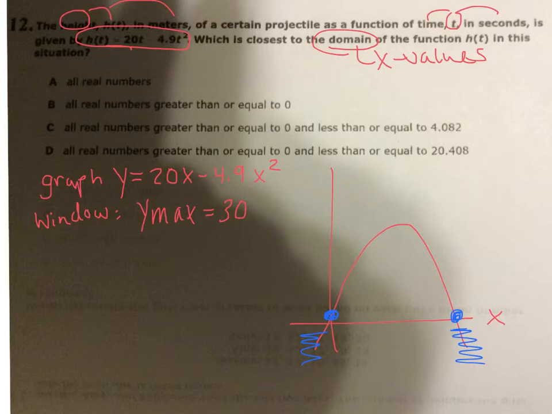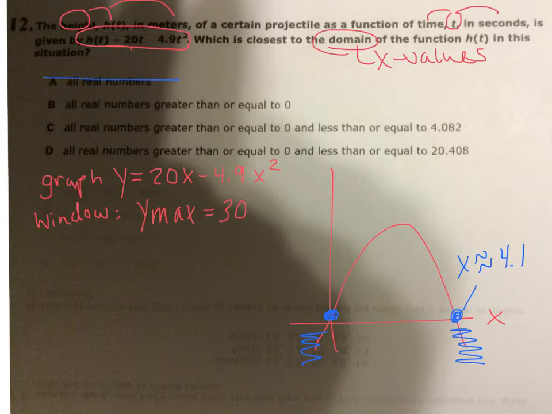So I want to trace my function on my calculator to find out what this point is, and when I do that, I find that x is roughly 4.1-ish. And x is in seconds, so it takes about 4 seconds for that thing to come back down and hit the ground. So my domain is not all real numbers.